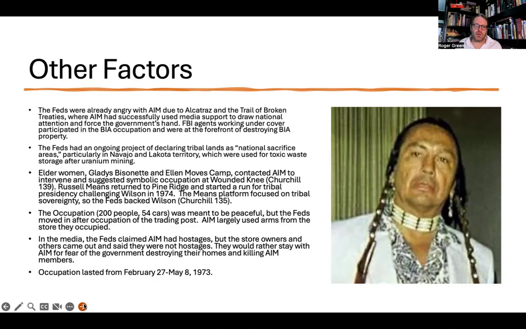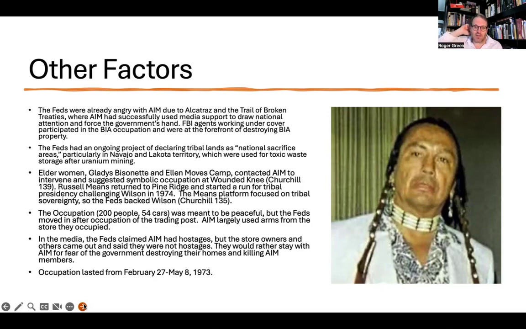The occupation of Wounded Knee involved about 200 people, 54 cars, and it was meant to be peaceful, but the feds moved in after the occupation of a trading post near the Wounded Knee massacre site, which is a mass grave up there. AIM largely used arms from the store that they occupied, so they didn't necessarily go in looking exactly for the fight. In the news media, the feds claimed that AIM had hostages, but the store owners and others came out and said that they were not hostages. So these are non-Native store owners.